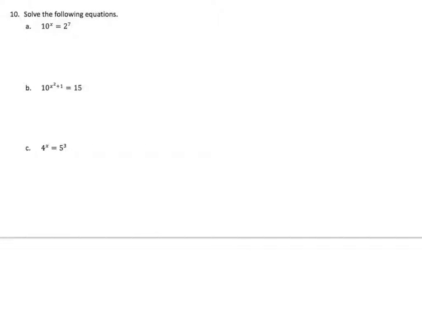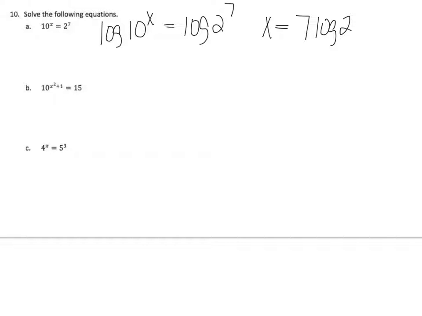All right, solve the following equations. All right, I'm going to take the log of both sides. Log of 10 to the x equals log of 2 to the 7th. So this one the left side simplifies to x. The right side, I can drop the 7 in front. Log of 2. And I'm simplified. Okay, I'm solved as good as I can. I can try to crunch that number, but it's not going to be very exact.